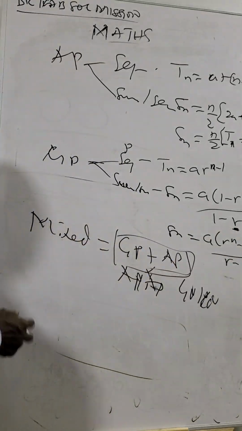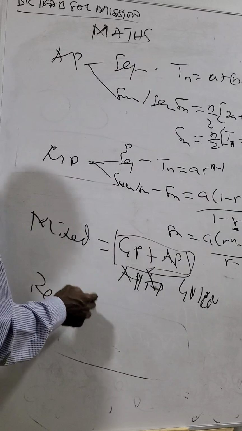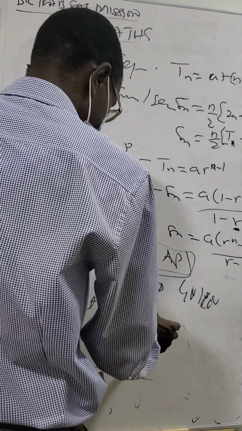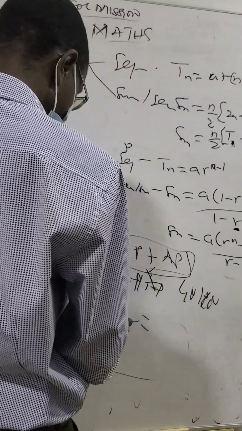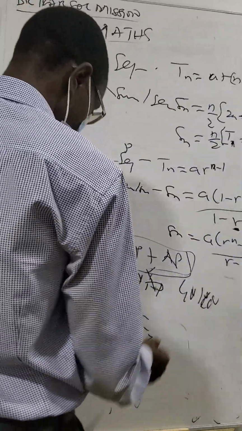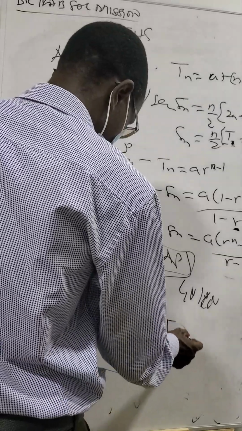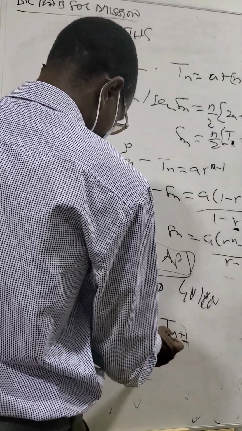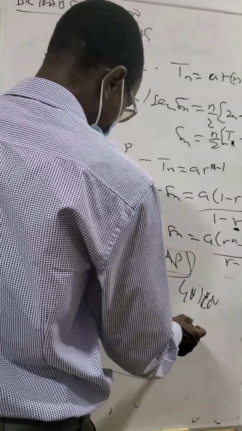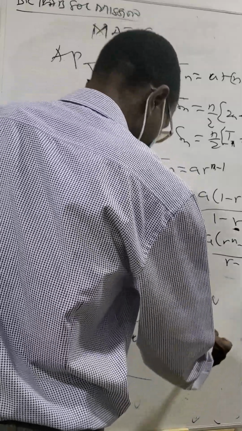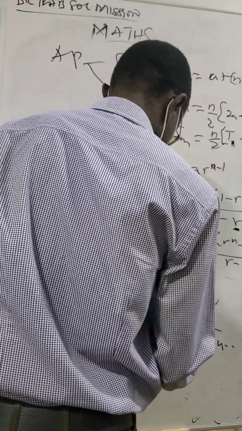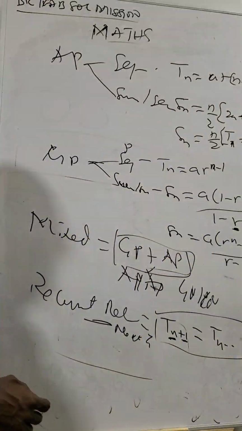Then we came to the last one, the recurrent relation. Here we are looking at the next term, so the next number, which is n plus 1. That's why we are adding plus 1. This is the number itself, and the next number is n plus 1. Tn plus 1 will be dependent on the number before it, which is Tn, by a certain manipulation.